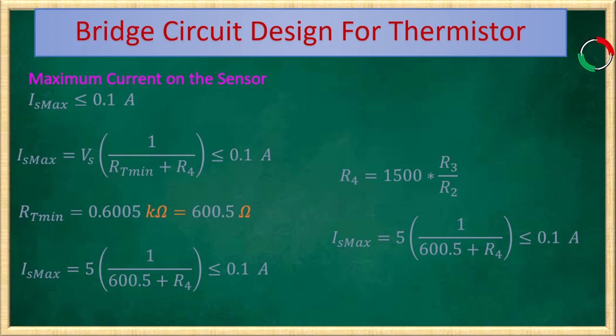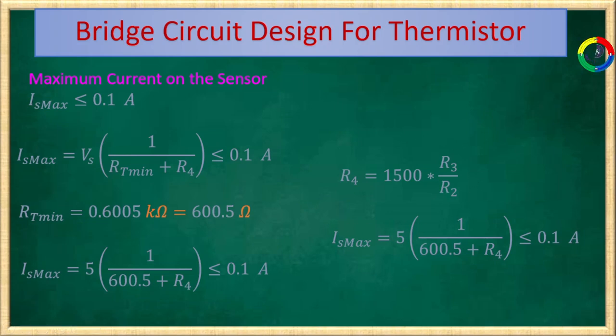Since resistance is positive, this expression is always less than or equal to 0.1 ampere. Therefore, this requirement, IS maximum less than or equal to 0.1 ampere, is always guaranteed in our sensor. So, we need to find R3, R2, R4. Here from this equation, R4 is equal to 1500 times R3 over R2. The designer has the freedom of choosing resistance values as long as he or she can guarantee this relationship.